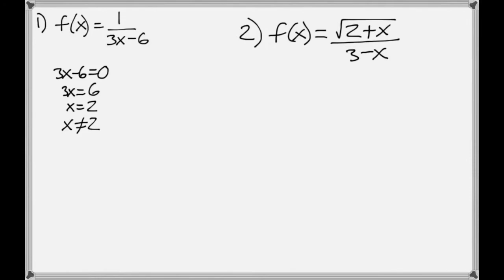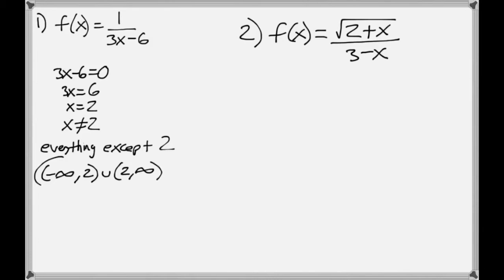And they want the answer in interval notation. So it's everything except 2. And in interval notation, that would be from negative infinity to 2, union that with 2 to infinity. So that means everything except for 2.